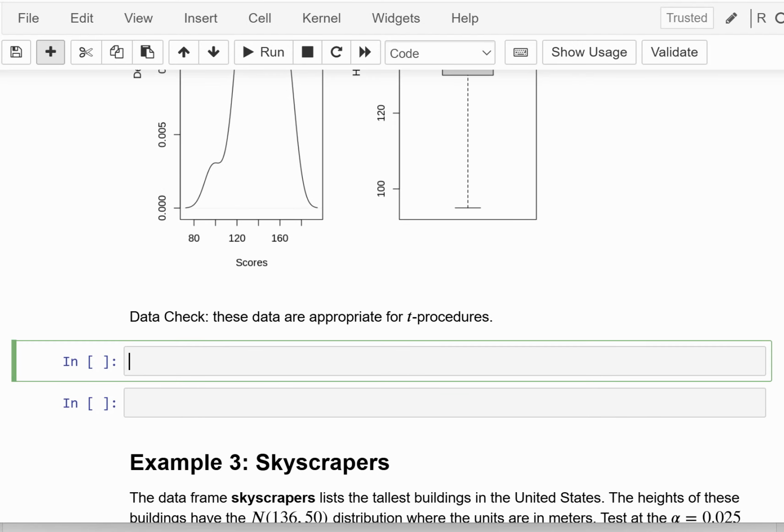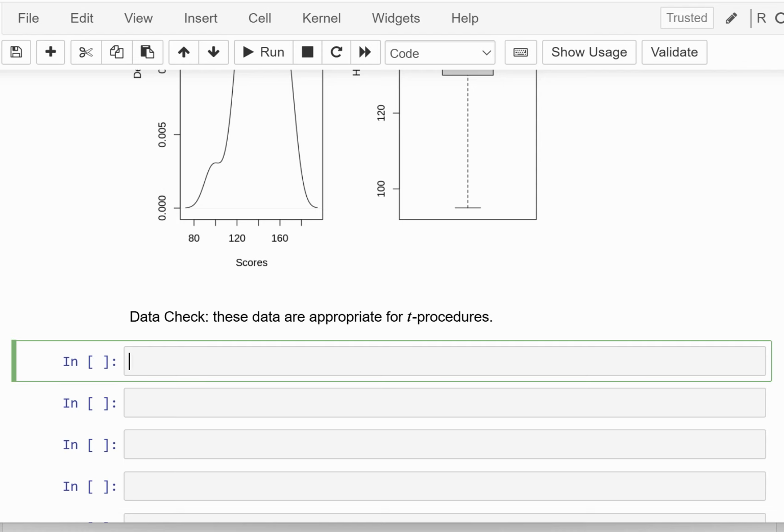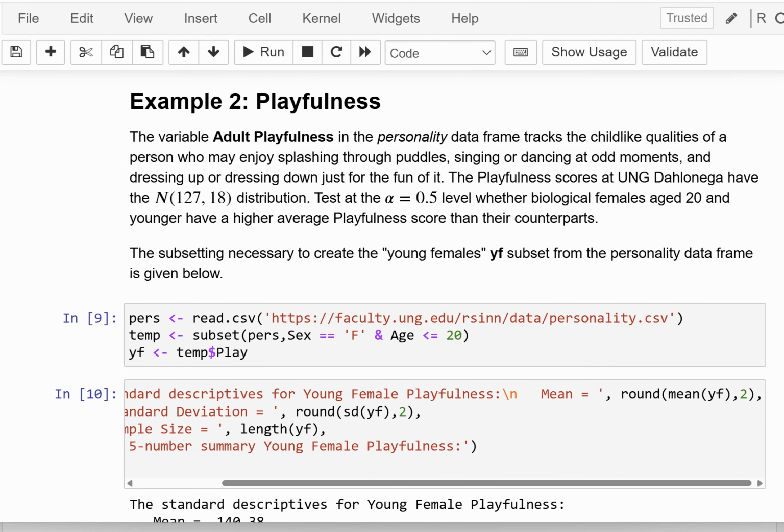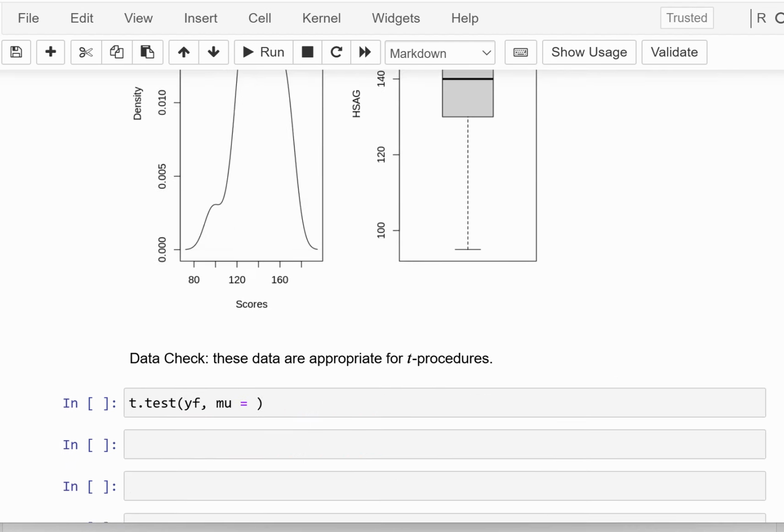So, and let me open up a few more cells here. What am I going to do? Well, if the data are appropriate for T procedures, let's do one. T.test, young females. What we're going to do is do mu equals, and I don't know what mu is supposed to be. 127. Okay, the average playfulness scores at UNG Dahlonega are 127.